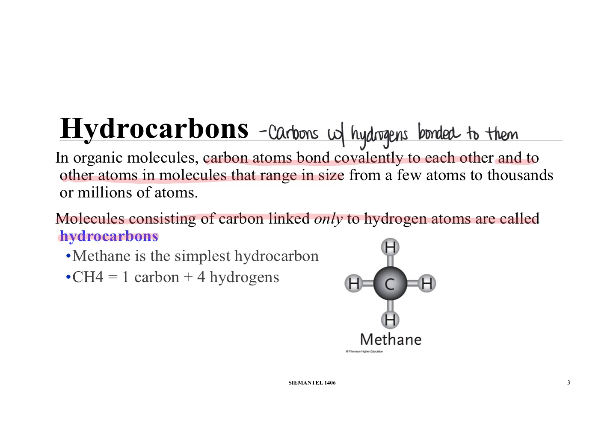So we have a picture here of methane. Methane is an example of the simplest kind of hydrocarbon. It is one carbon molecule bonded to 4 hydrogen molecules.